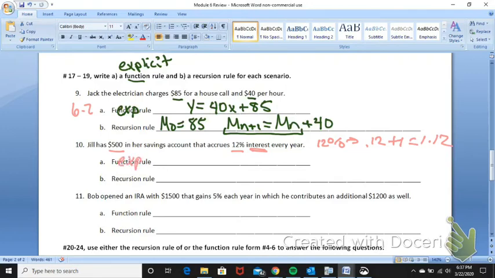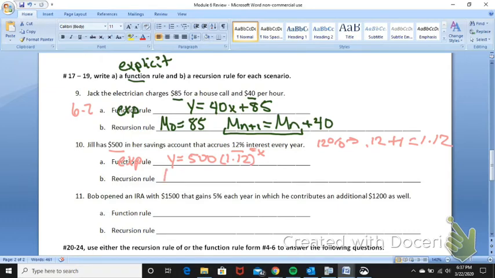So the explicit rule, we're going to have y equals the money up front that she has, that 500, times the 1.12, with our x being up there. So the x is the exponent. Let me erase some stuff right here so we can look at that a little bit better. So our x is going to be right there. So y equals 500 parentheses 1.12 to the x power.